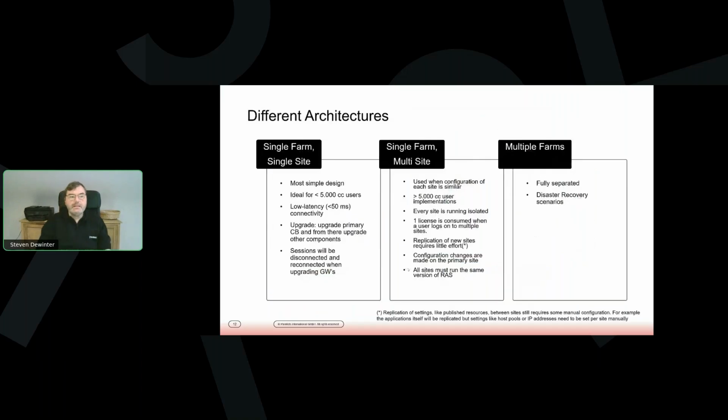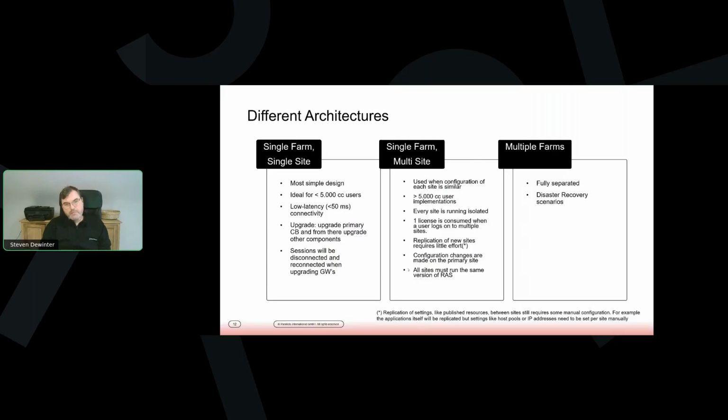Besides the single farm and single site, which we have discussed already before, one of the possibilities with Parallels RAS is, in your same farm, to deploy a secondary site or a third site or a fourth site. So you can in a single farm deploy multiple sites. Why would you do that?